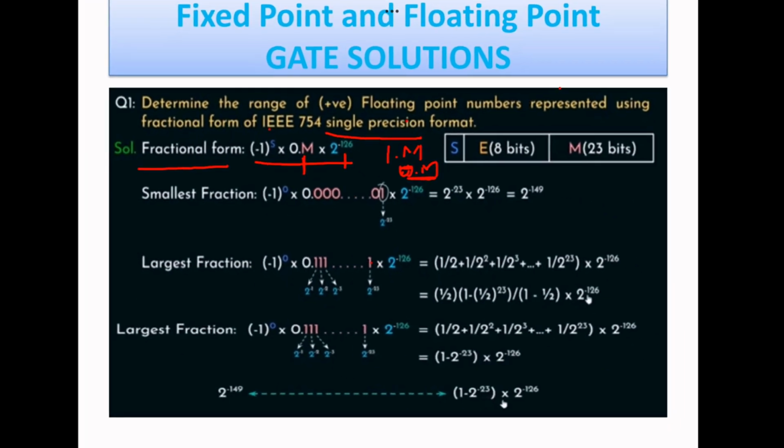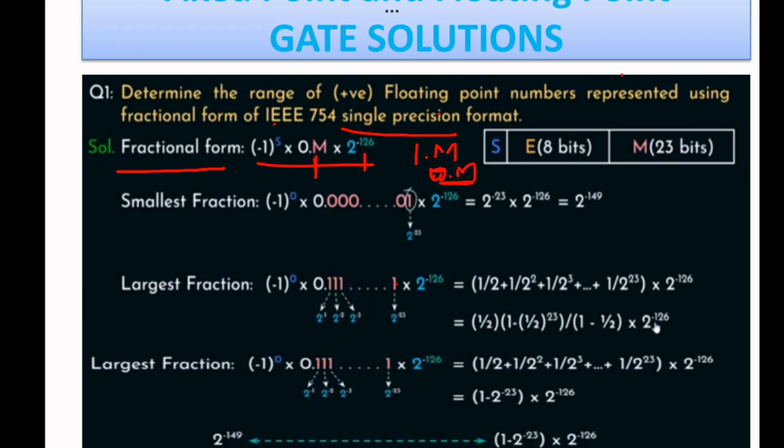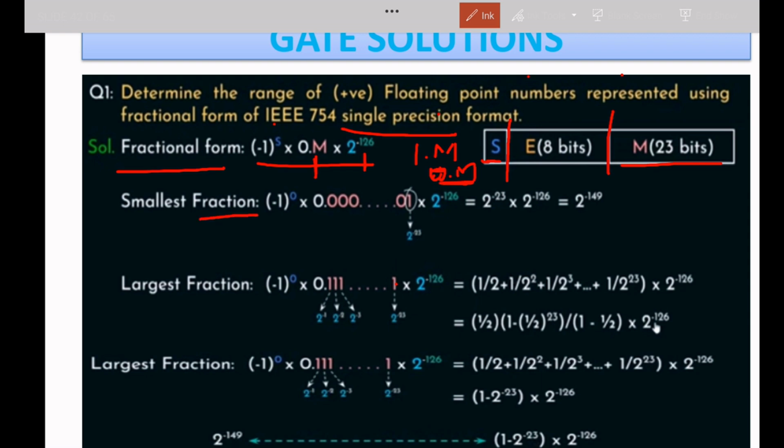So now this is a single precision format. In the single precision format, as we already discussed, your exponent is 8 bit and your mantissa is 23 bit, and 1 is the significant bit. 23 plus 1 is equal to 24 significant bits. 8 is the exponent bits. Now we are writing the smallest fraction. Already told, smallest means all are 0. What is the meaning of this?